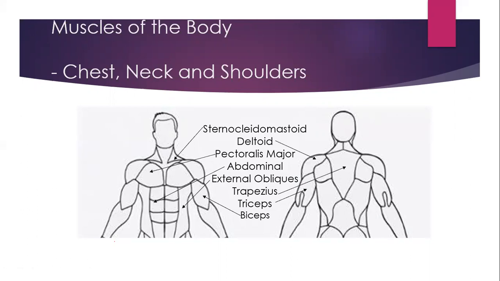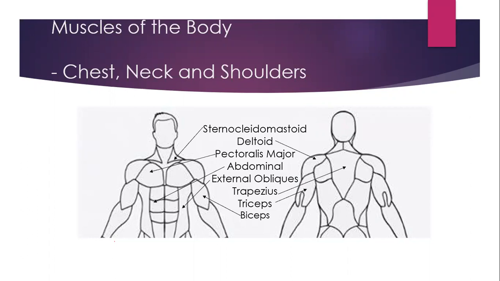Next, you've got your deltoid muscle. So this muscle is going to help you with your movement of your shoulder going up and down. I was reading somewhere as well that your deltoid muscle is actually named after the Greek letter delta, because it's shaped like a D, which is quite interesting.